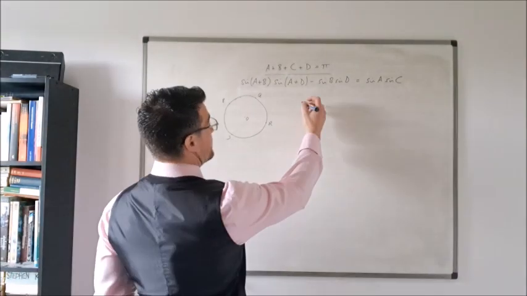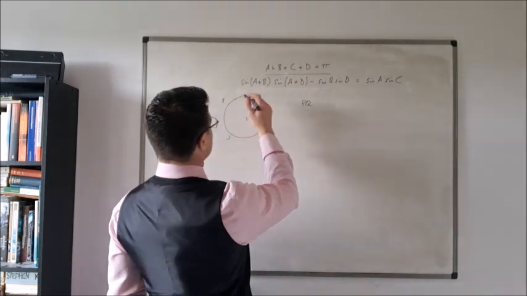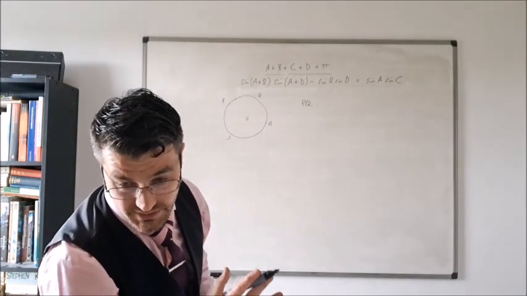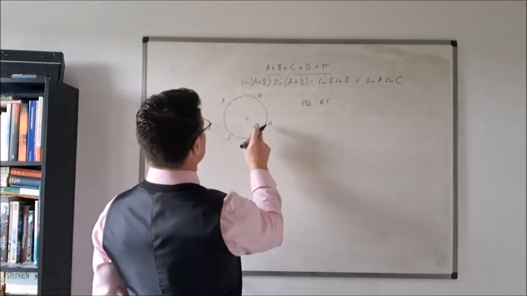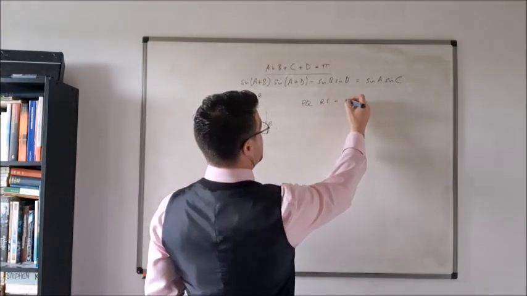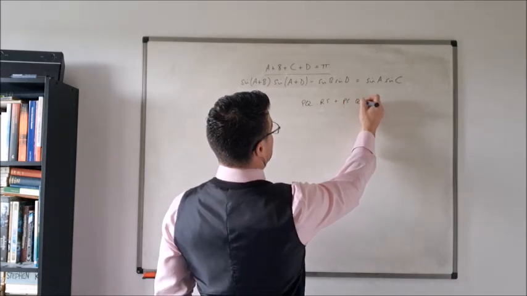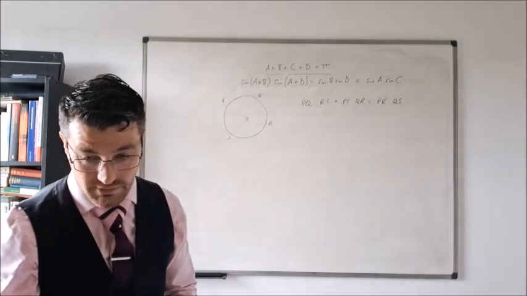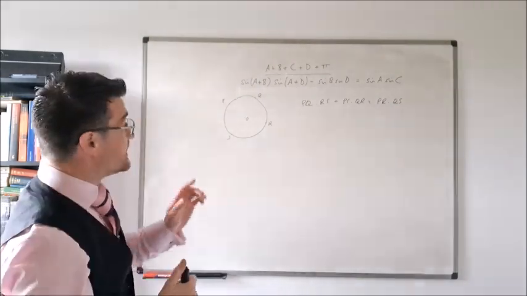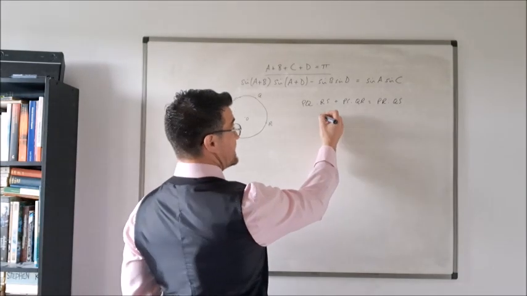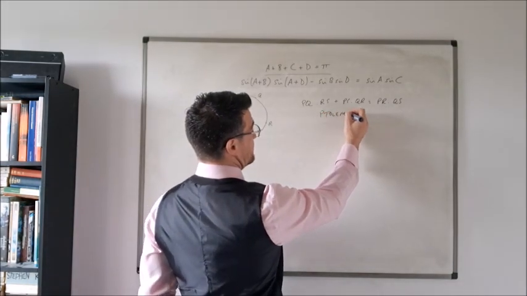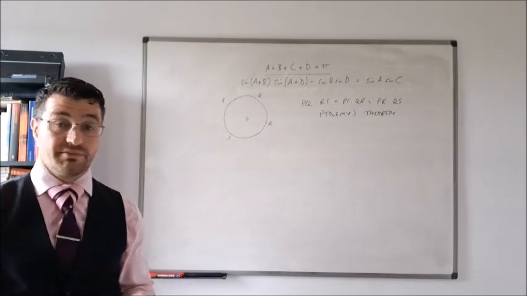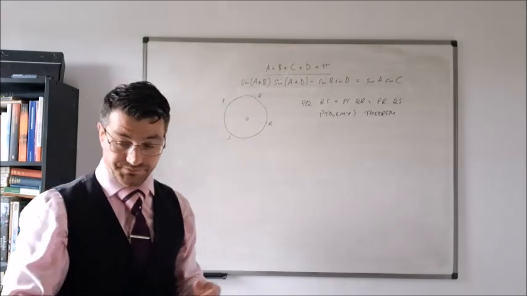Prove that PQ times, so let me get this right, PQ times RS plus PS times QR is equal to PR times QS. Right. So just so you know, this is Ptolemy's theorem. You don't need to know that necessarily, but this is a well-known result called Ptolemy's theorem.